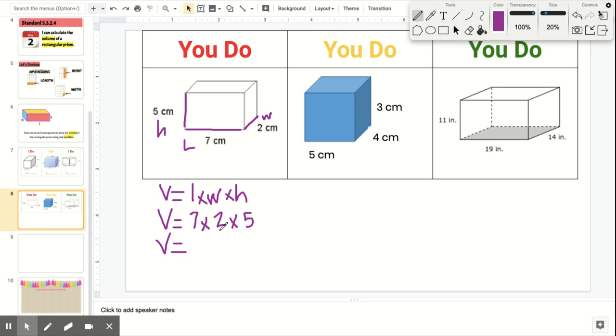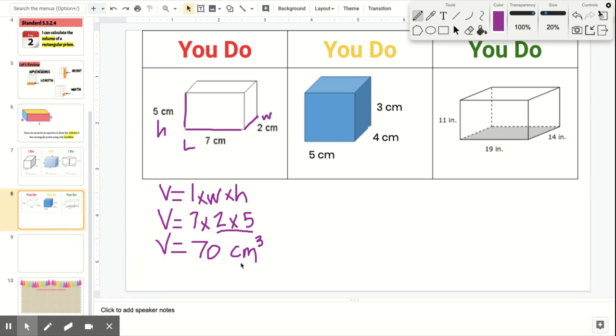So I could do 7 times 2, get 14, and then multiply by 5. But I actually think it's easier to do the 2 times 5 first because I can use mental math. 2 times 5 is 10, and then 10 times 7 is 70. So the volume of this prism, the answer is 70 cubic centimeters. Check your work right now that you have this label on your answer, and if not, please add that now.